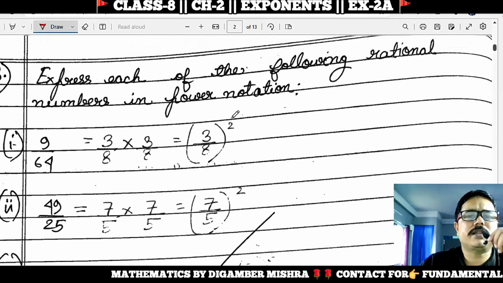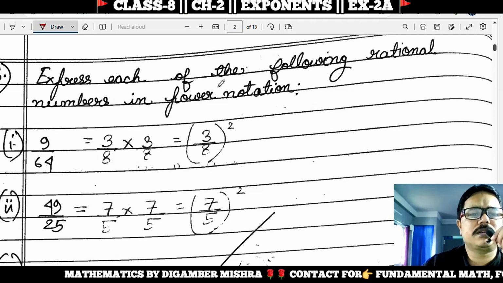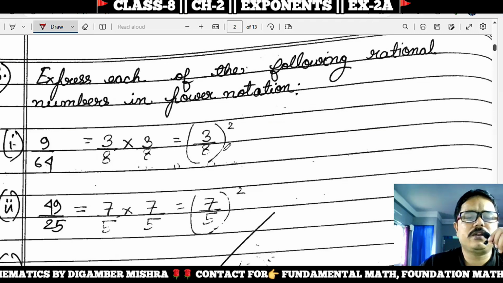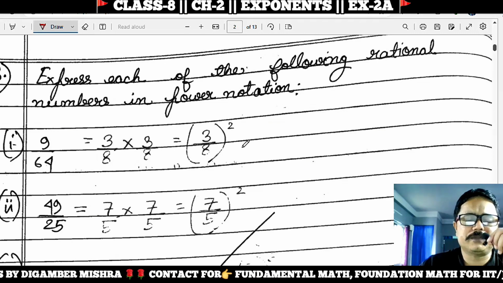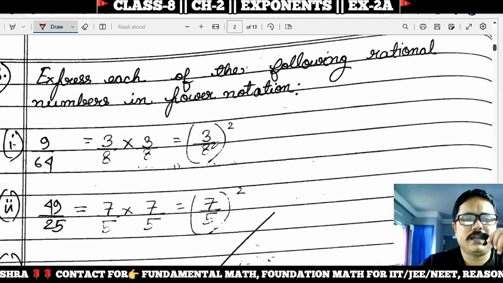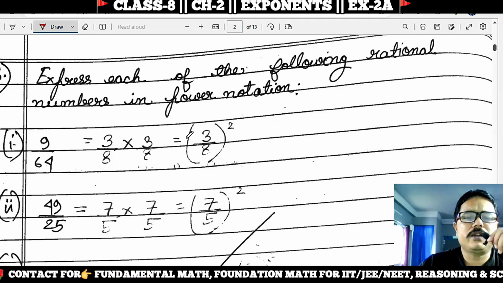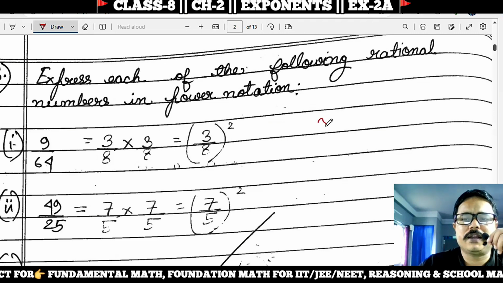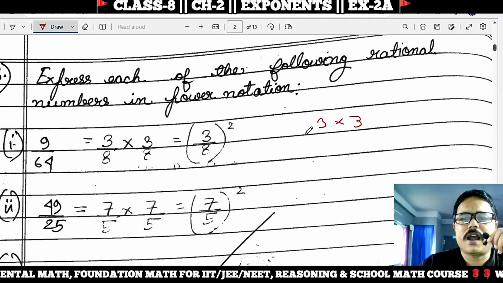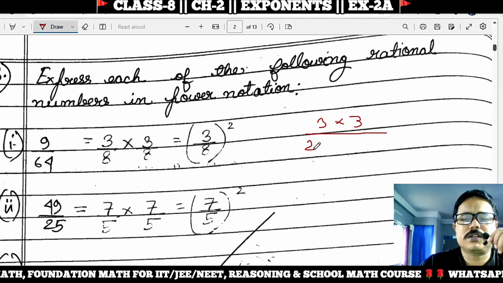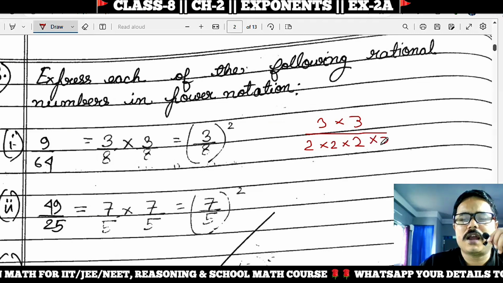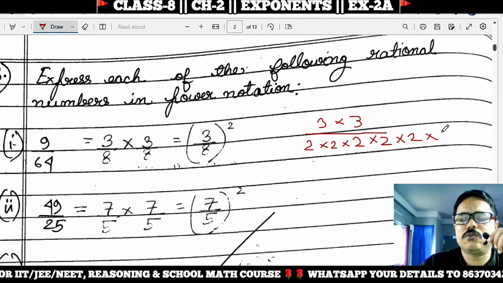Next, express each of the following rational numbers in the power notation. That means 9 upon 64 is there, so we need to express it in power notation. Now you may ask why there is 8, because 8 is not a prime. So I am telling you, when you do the prime factorization of 9, you will get 3 multiplied by 3, and when you do the prime factorization of 64, you will get 2 into 2 into 2, and again 2 into 2 into 2.